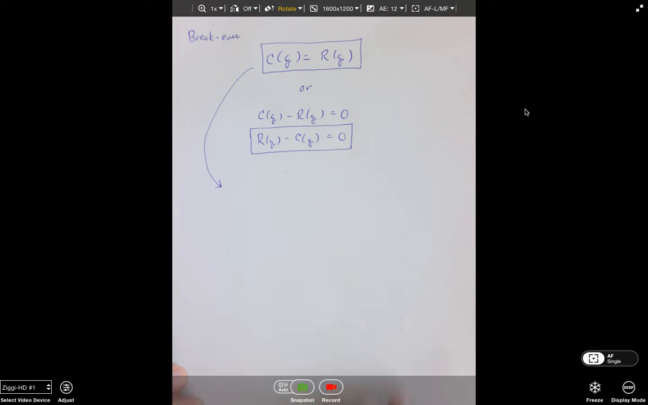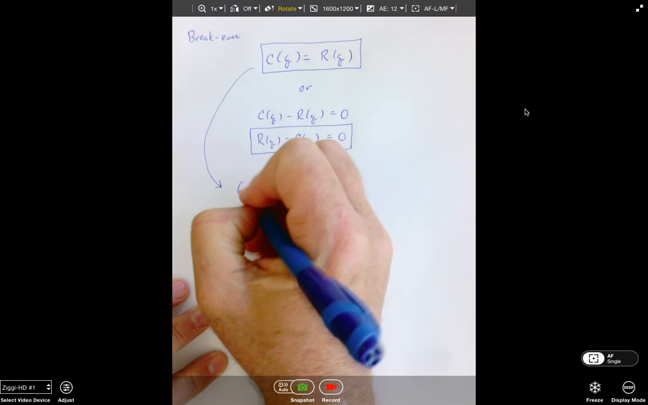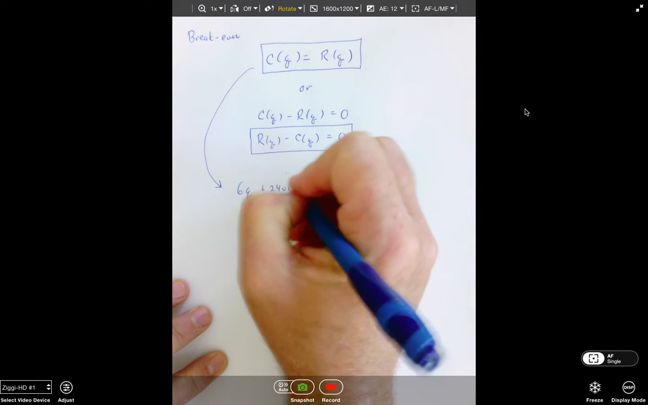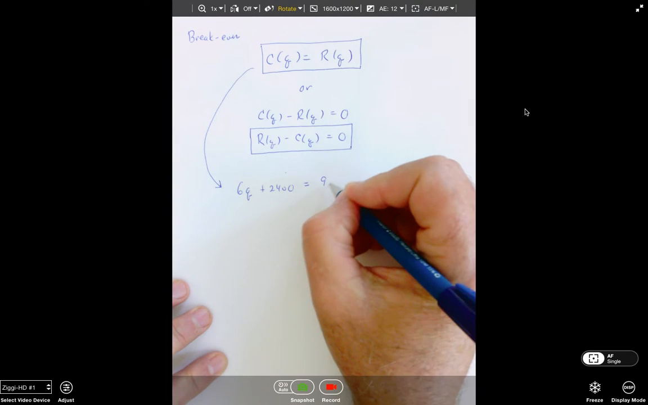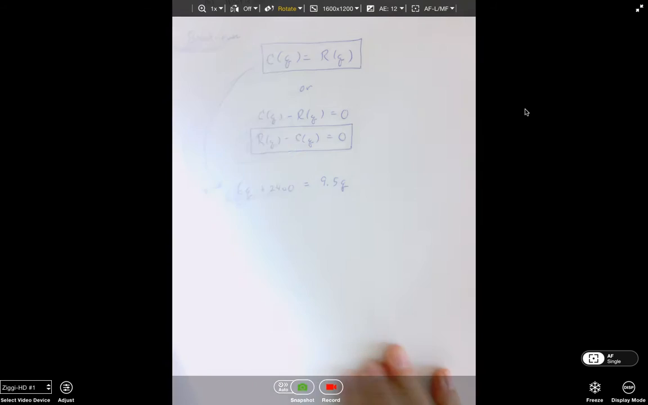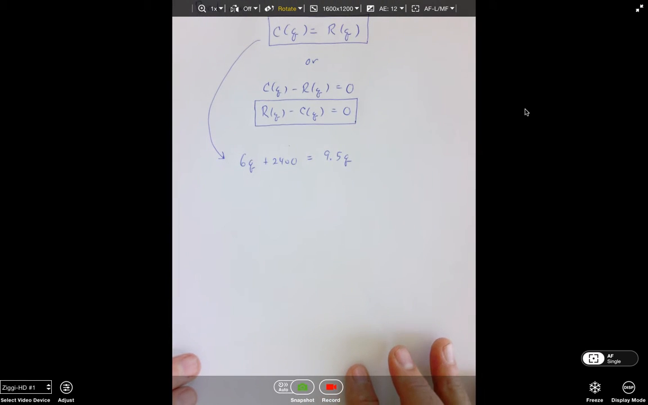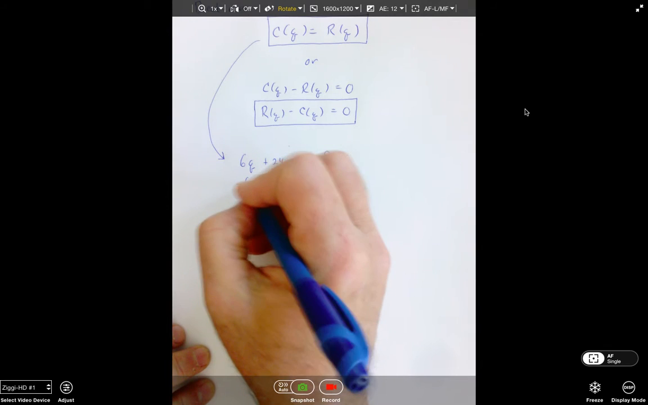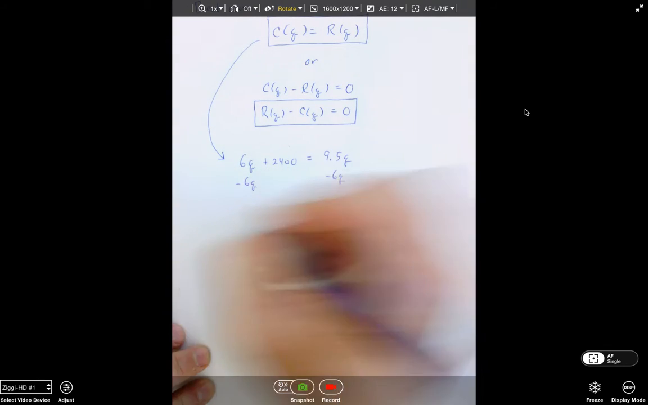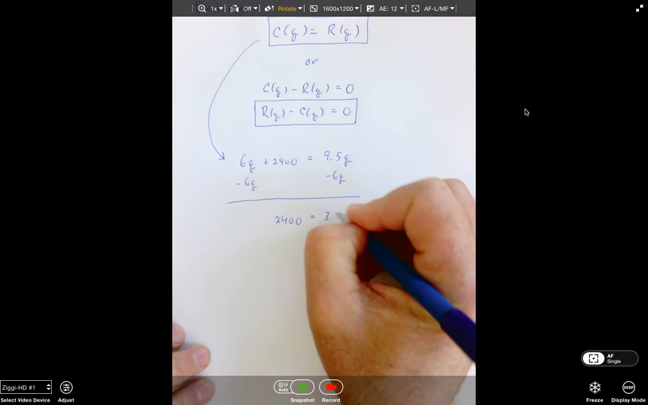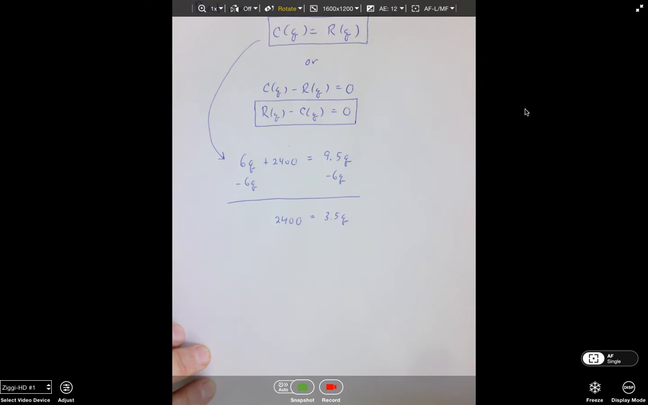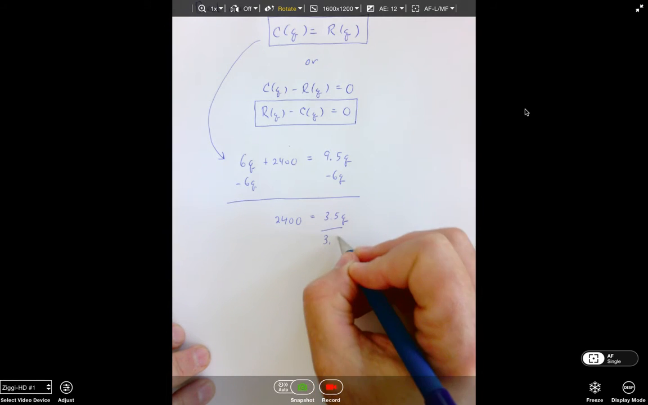So gang, we saw that our cost function in this problem was 6Q plus 2400. We saw that our revenue function was 9.5Q, right? Subtract 6Q from both sides. That should make sense. Divide both sides by 3.5.